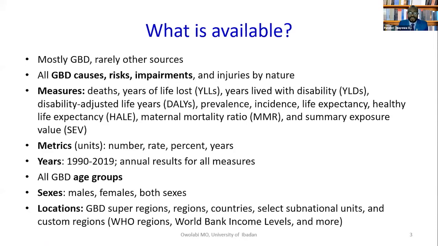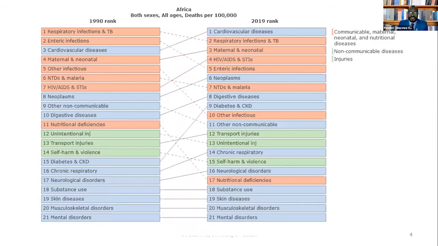I have no disclosures. Well, in terms of what is available on the African continent for cardiovascular diseases, particularly stroke, and of course, hypertension, obesity, and so on, most of the data that we have are from the Global Burden of Disease. Thanks a lot to the Global Burden of Disease group. There are rarely other sources, and this covers quite a lot of areas, including causes, risks, impairments, the measures, and metrics across years, showing trends, and across age groups, gender, and different locations, including subnational locations.